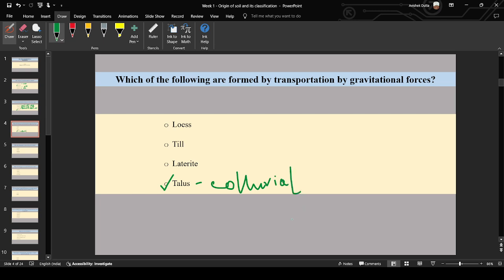This is the type of colluvial soil. Now, what are the other options? The other options are, first of all, loess. Loess is aeolian soil. It's transported by the action of wind. Till. Till is glacial deposit, transported by the action of glaciers.